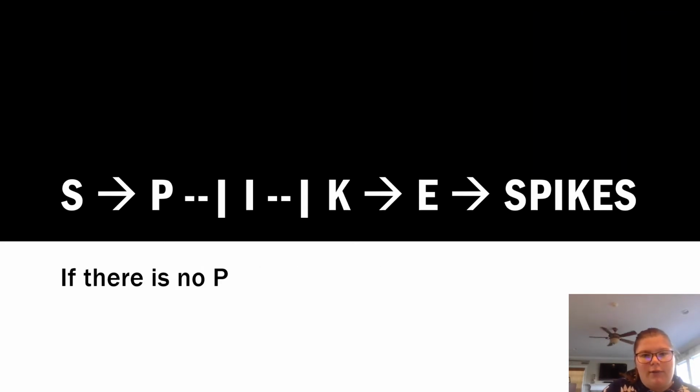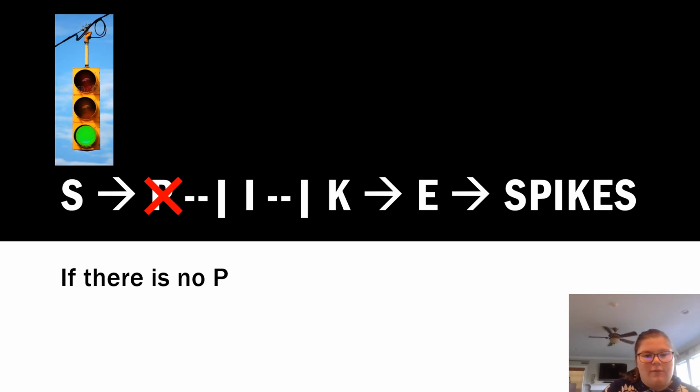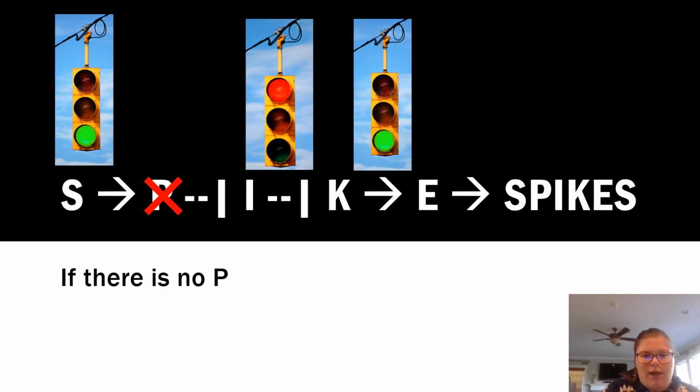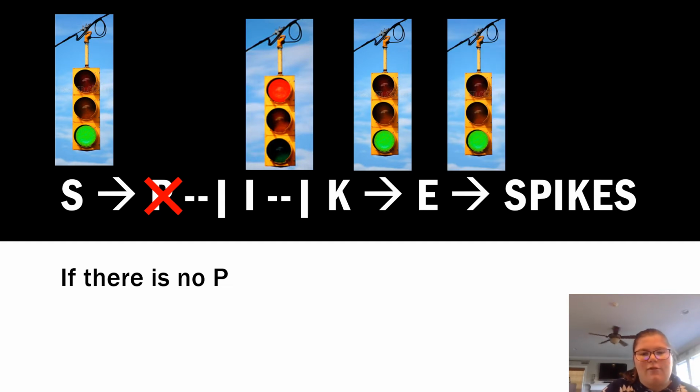Then, if we have a mutant of that, in this case, if there is no P, S will stimulate P, but because we have no P, it doesn't have anything to stimulate, and there's no P, or red light, to block I. I blocks K, which then cannot stimulate E, and so we have no thorny dragon.